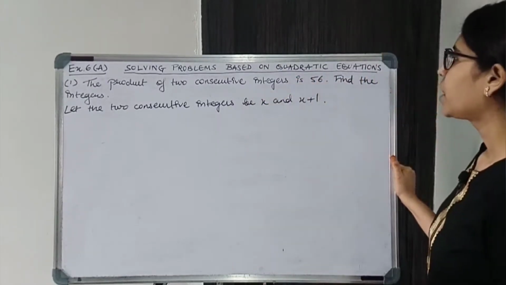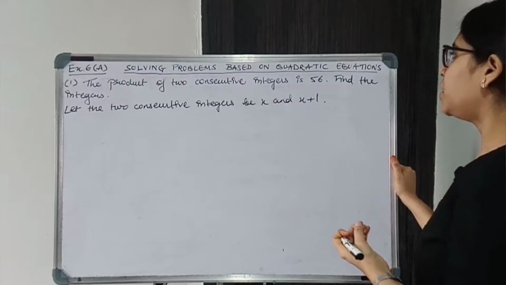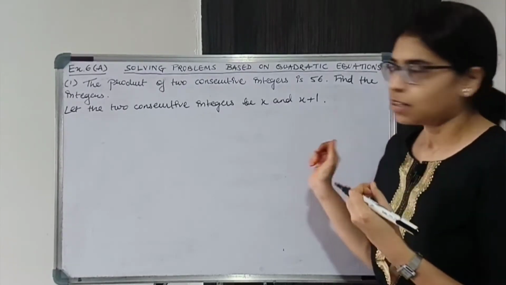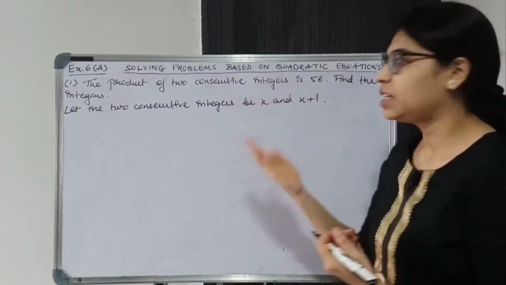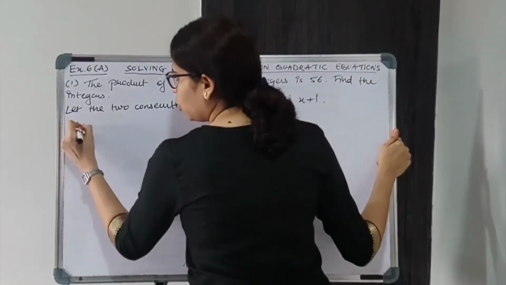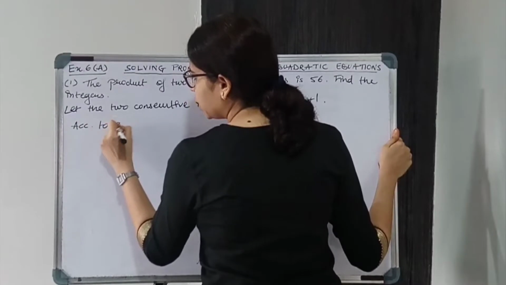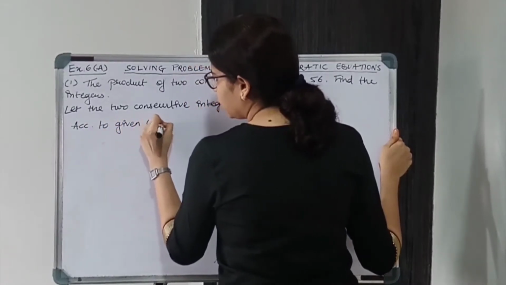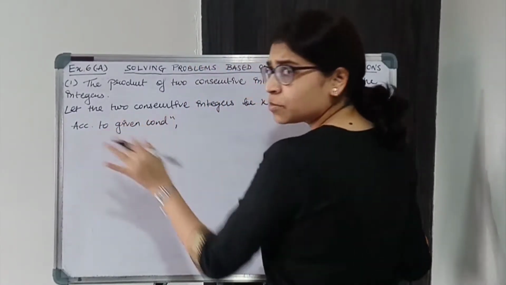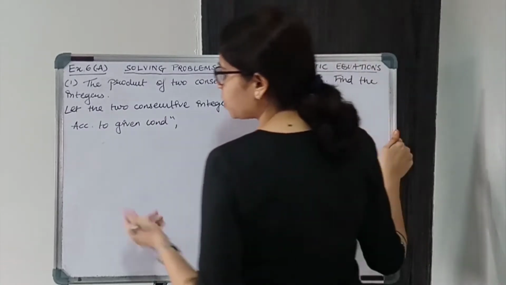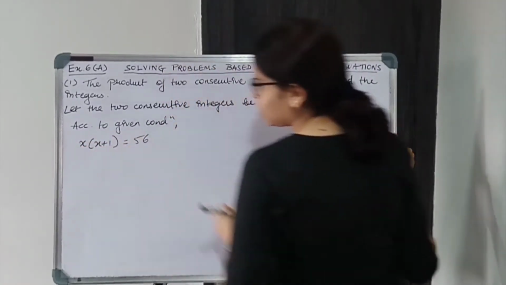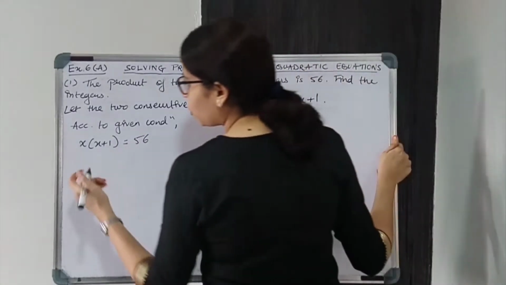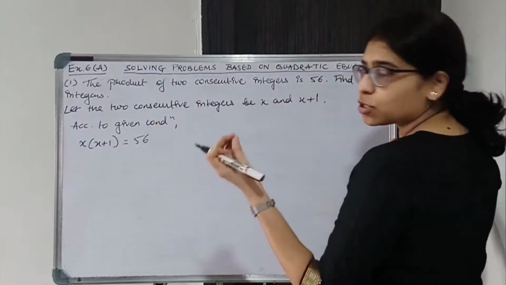Okay. The product of two consecutive integers is 56. ये जो दो integers हैं उनका product is 56. So always write down according to the given condition. I'm using short forms, please don't use short forms. x into x plus 1 is equal to 56. It's a very easy, basic problem है. We need to find the integers, both the integers.